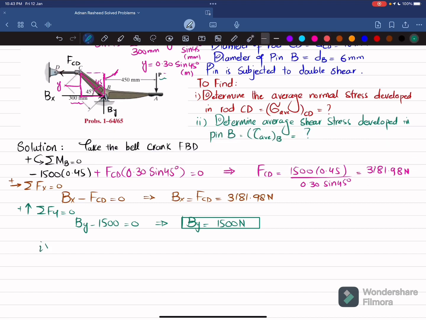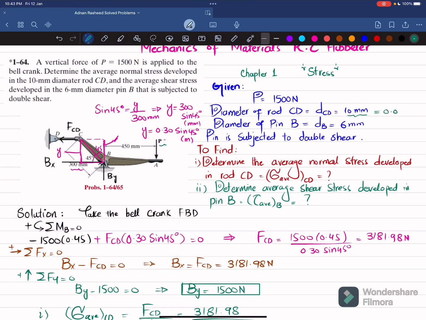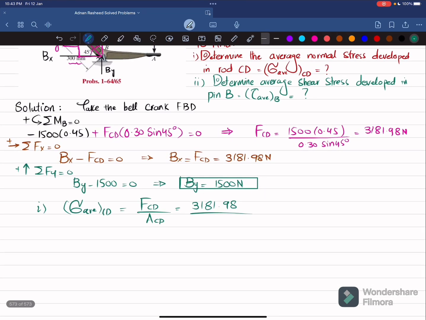So we are going to find the average normal stress in rod CD, which is equal to force in rod CD divided by area of CD. Force in rod CD is 3181.98. Diameter of rod CD is given as 10 millimeter, which is equal to 0.01 meter. Clear? So we will use this, and area is equal to pi by 4 d square, and d is 0.01 square. So it is 3181.98, and area will come out to be 78.54 into 10 to the power minus 6.